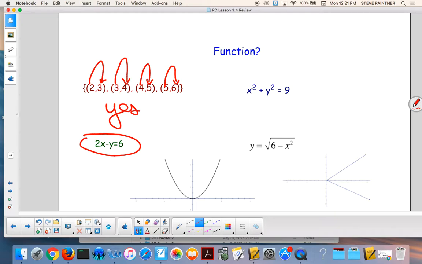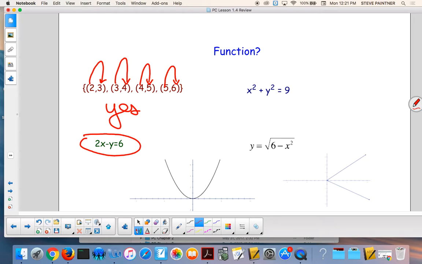Every x value gets exactly one y value. It's either yes or no. Yes? Yes. How do you know? It's a line. Is every line a function? No. So you can't just say it's a line. It's not a vertical line. It's not what? It's not a vertical line.